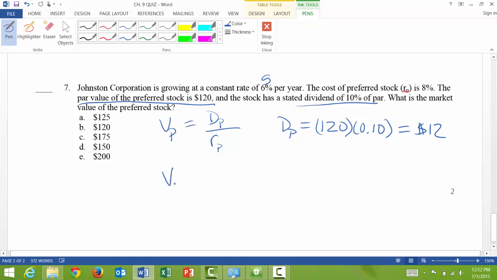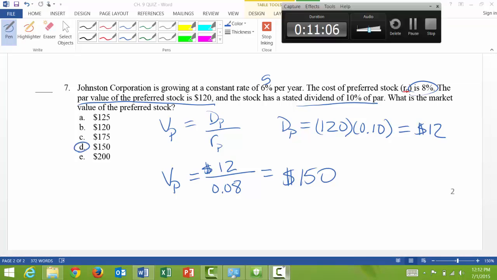And now we go back to the value of the preferred stock. It's like a perpetuity because it pays $12 forever. So it's $12 divided by R, what we had up here, which was 8%. And so we divide that and we get the value of the preferred stock is $150. And those are just some example problems for Chapter 9.